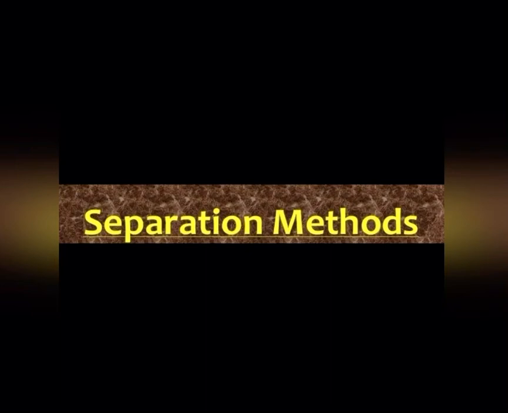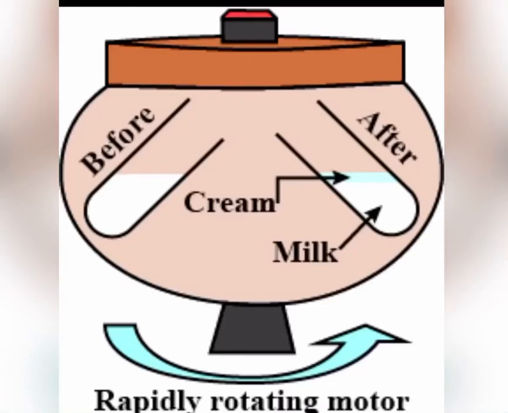Now, I am explaining some important physical processes to separate some mixtures, like the centrifugation process, separating funnel, and sublimation process. If you have to separate the cream from the milk, which process will you apply? You will apply the centrifugation process, which is also known as the churning process.